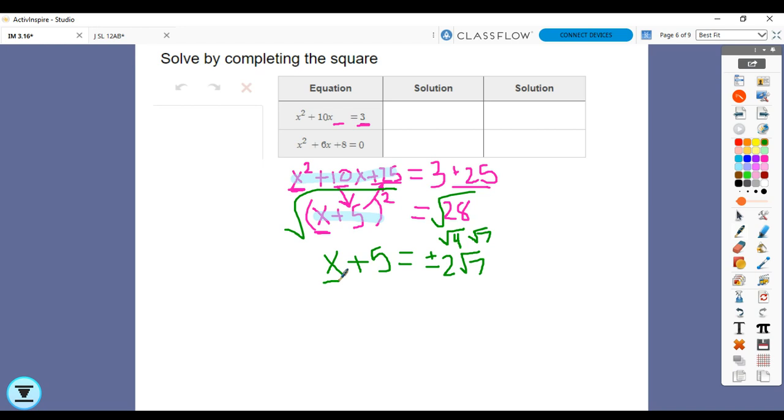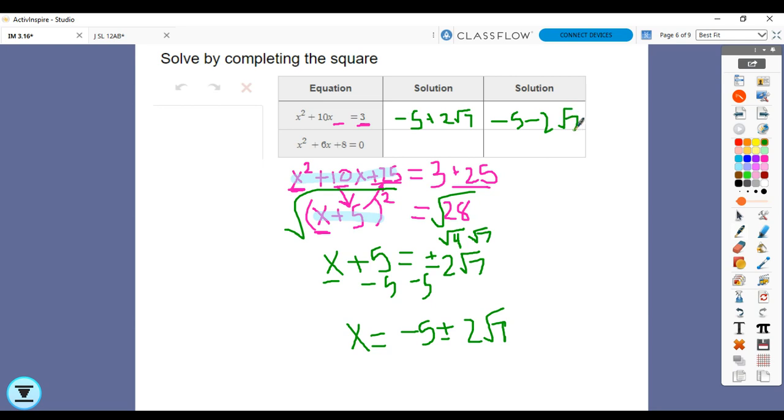Then the final step to get x by itself is to subtract 5 from both sides. So x equals negative 5 plus or minus 2 radical 7. And remember, when we want to write this as two separate answers, we have negative 5 plus 2 radical 7 and negative 5 minus 2 radical 7. And that's how we use completing the square to solve quadratics. So let's try the next one.